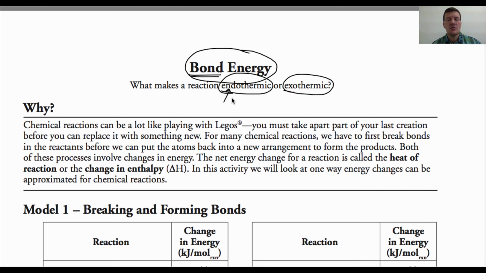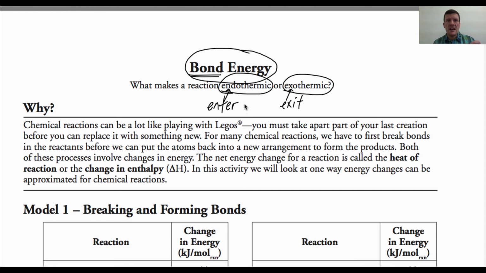Endothermic means the heat is entering the reaction. Exothermic means it is exiting. Okay? And we're going to see which one of those occurs when bonds are formed and when bonds are broken. Every reaction is going to involve both of those.